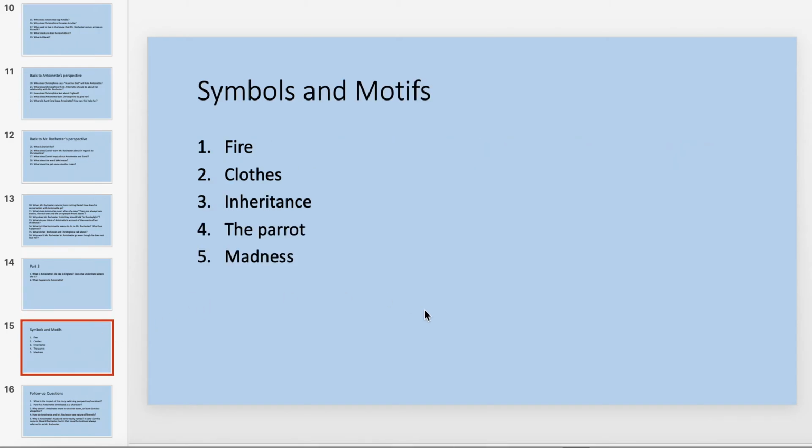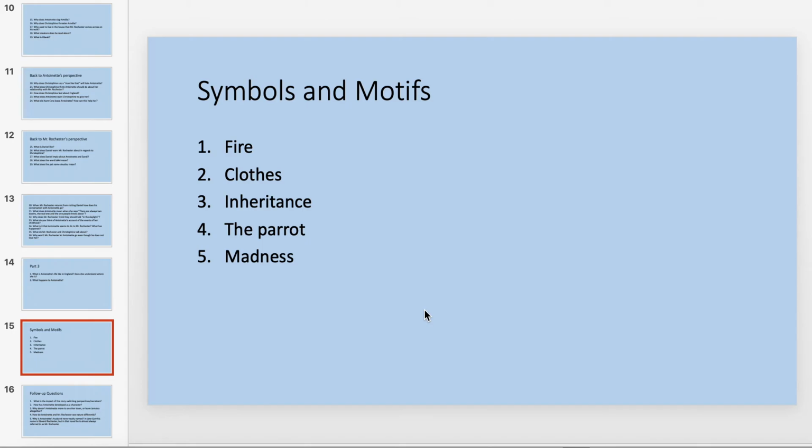All right, so now that we've gone through the story, let's go over some symbols and motifs. Symbols are going to be things that are like objects. Motifs are going to be recurring ideas. And we had some confusion before in some of our earlier modules about a motif versus a motive. A motive is why someone does something. A motif is different. M-O-T-I-F-S.